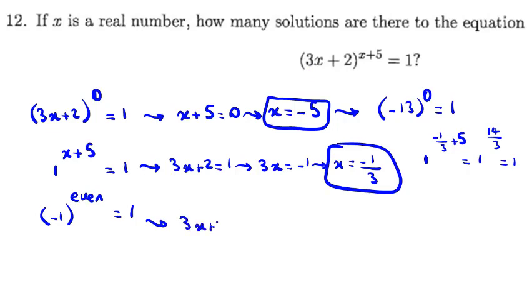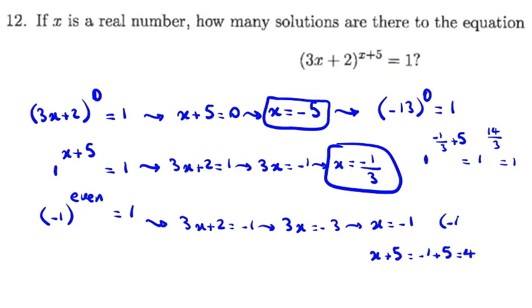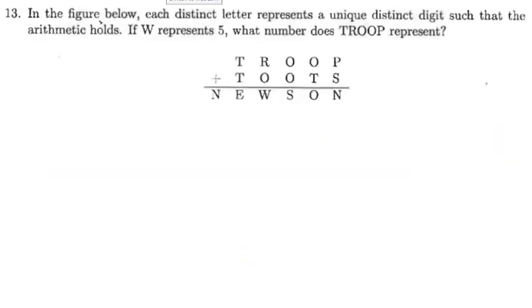So 3x+2 equals negative 1. So 3x equals, if you take 2 to the right-hand side, negative 3. So x equals negative 1, and the power x+5 equals negative 1 plus 5, 4. So it will be negative 1 to the power of 4, which equals 1. So the last answer is found. We found 3 answers, and the answer of this problem equals 3.